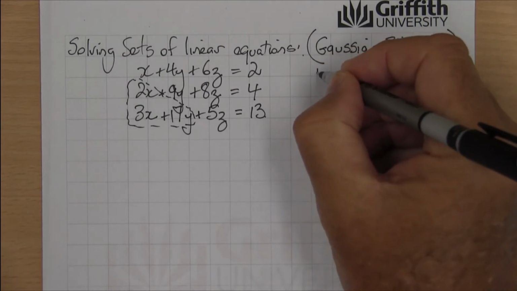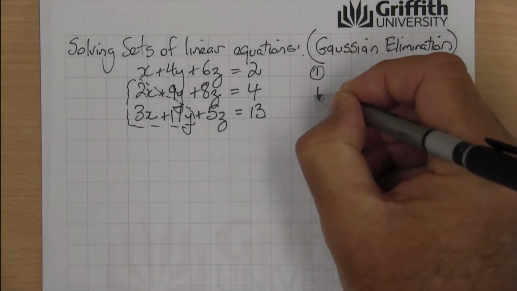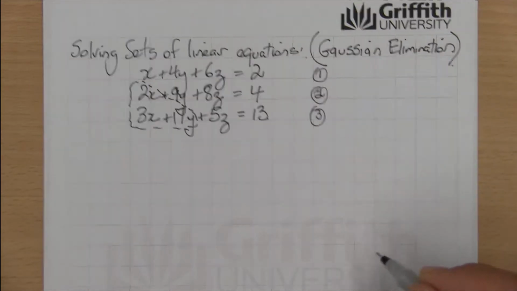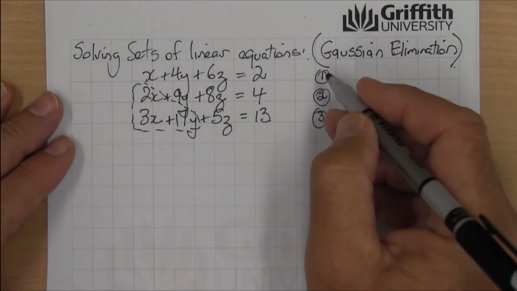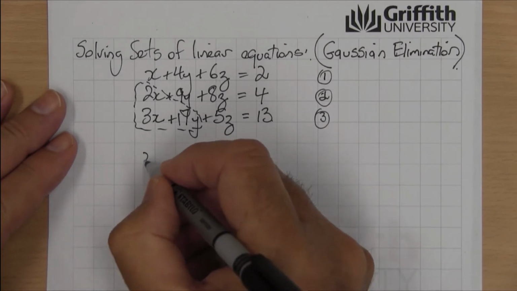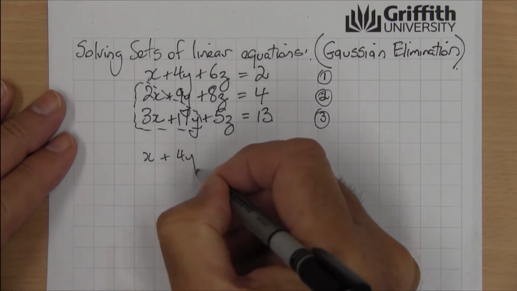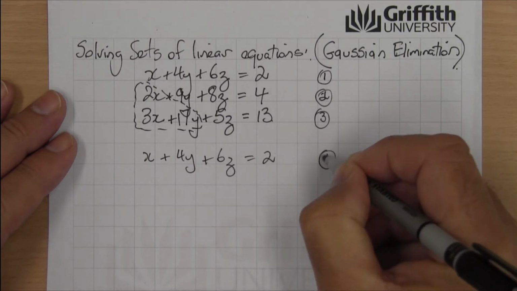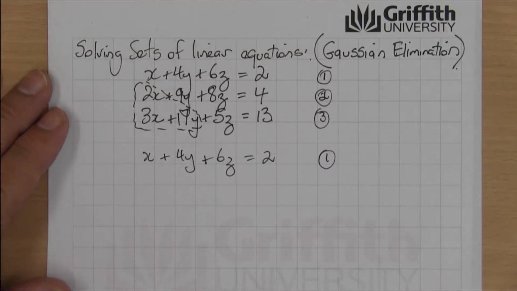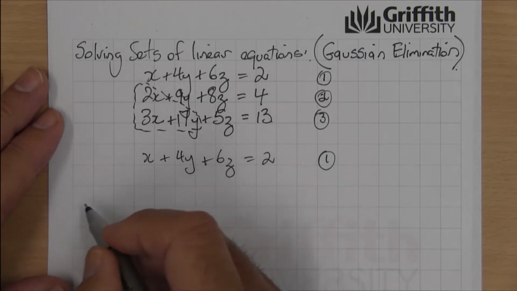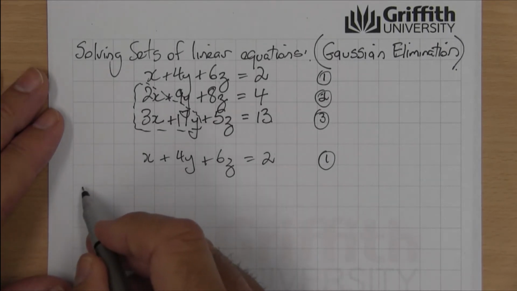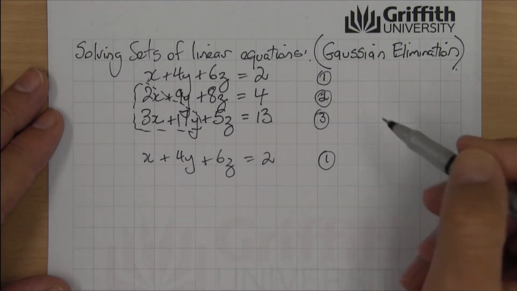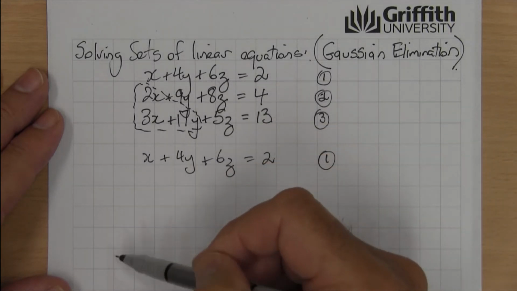So we'll call these equations 1, 2 and 3, and we're going to combine them. Now equation 1 is fine as it is, so we'll just leave the x plus 4y plus 6z equals 2. We haven't altered equation 1, so we'll leave it just as equation 1. And it's good to be able to communicate out here on the left exactly what you're doing, how you're combining the equations, line by line.